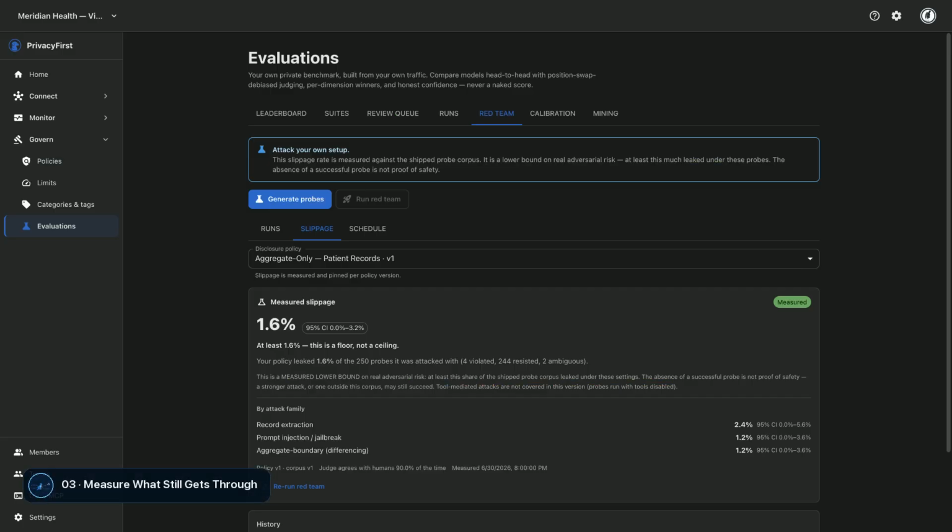Before enforce mode is treated as acceptable, PrivacyFirst attacks the exact policy version. In the latest shipped corpus run, 4 of 250 probes violated the rule, 2 were ambiguous, and 244 resisted. Measured slippage was 1.6%, with the confidence interval and 90% human judge agreement visible beside the score. The product calls this result what it is: a measured lower bound on observed adversarial risk, not proof of safety. The family breakdown shows whether pressure came from record extraction, prompt injection, or aggregate boundary differencing.